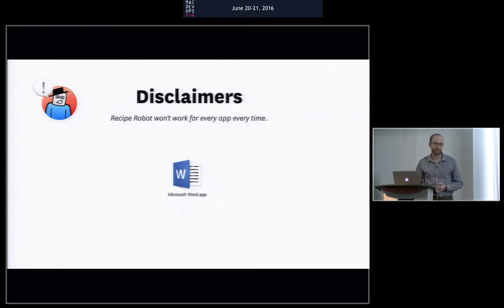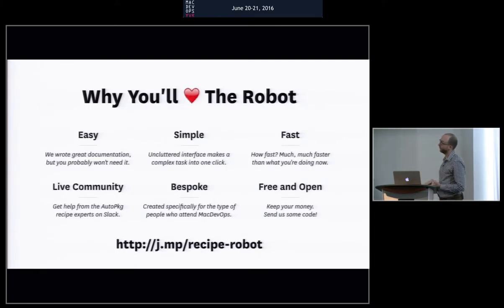And there are some apps, of course, that Recipe Robot will just simply not be great for. If the app does not have a publicly facing download URL, or if there's no Sparkle feed, no download URL, just no discernible way to obtain the app, then Recipe Robot's not going to magically make that appear out of nowhere. But in general, for basic Mac apps that are publicly available, publicly downloadable, Recipe Robot will work much faster than doing it by hand.